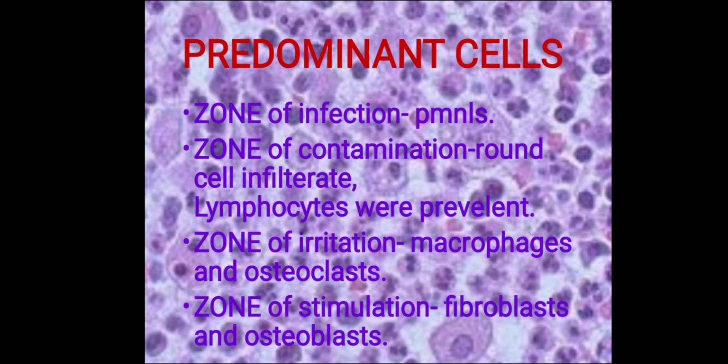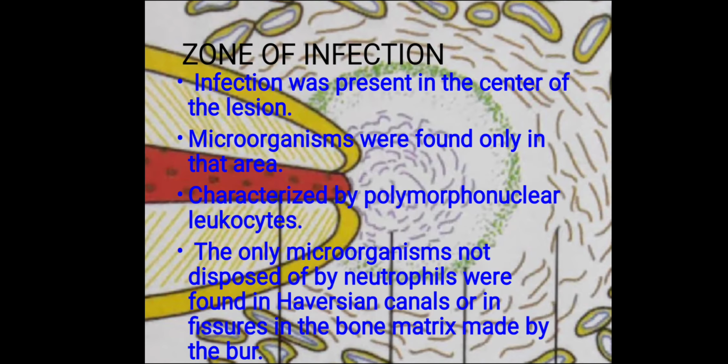Predominant cells which are seen in these zones. Number 1, zone of infection, we see polymorphonuclear leukocytes. Zone of contamination, round cell infiltrates, and also lymphocytes were prevalent. Zone of irritation, macrophages and osteoclasts are seen, and in zone of stimulation, fibroblasts and osteoblasts are the predominant cells.